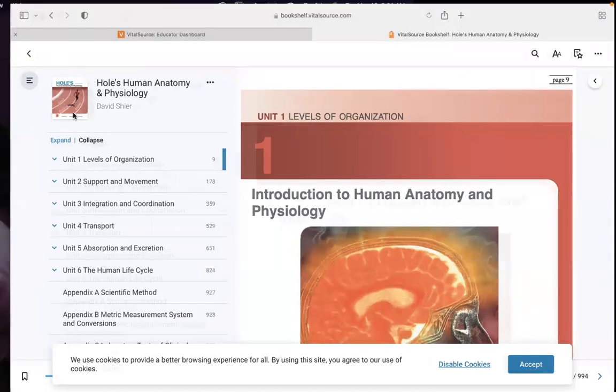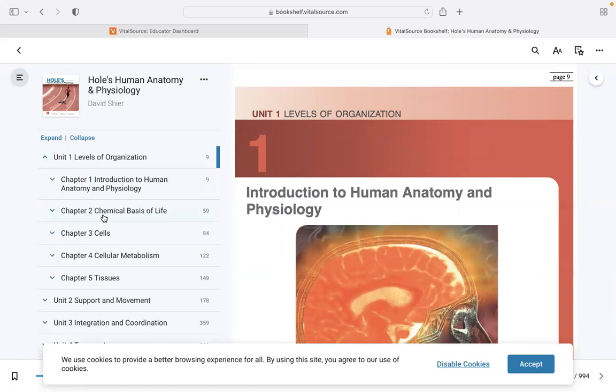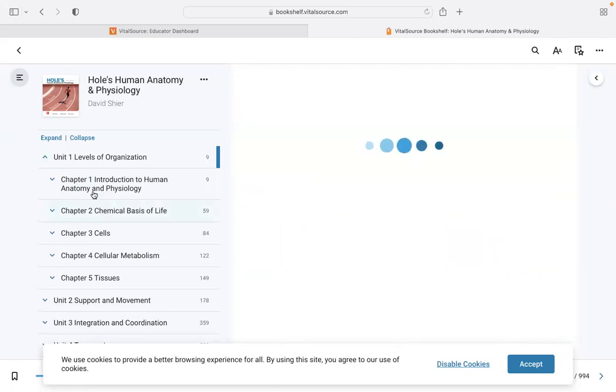So open up your Whole Human Anatomy textbook. It's inside your course shell. You can check into modules. Shoot me an email if you can't find it or are still having trouble. Once you open it up, you can go to the table of contents, and we're going into unit one, chapter two, the chemical basis of life.